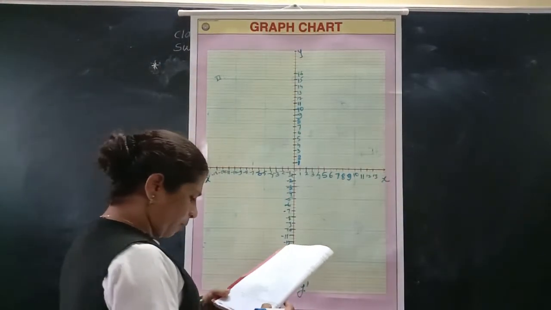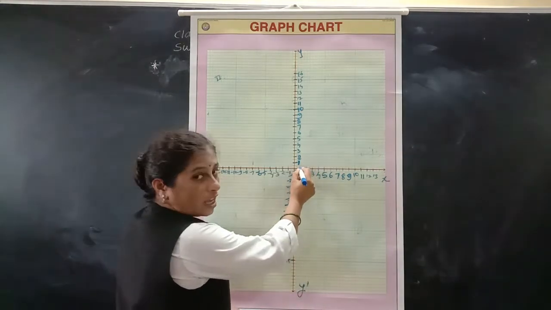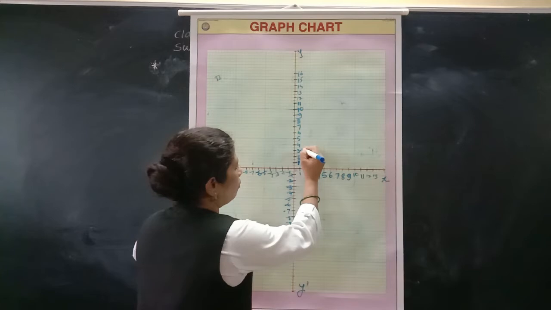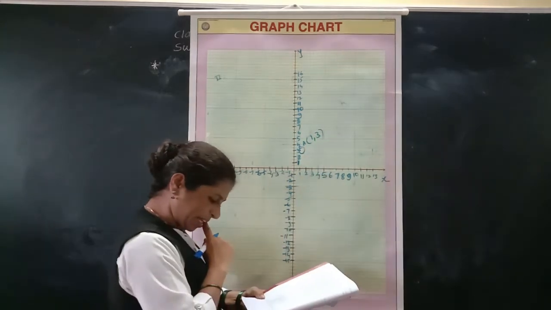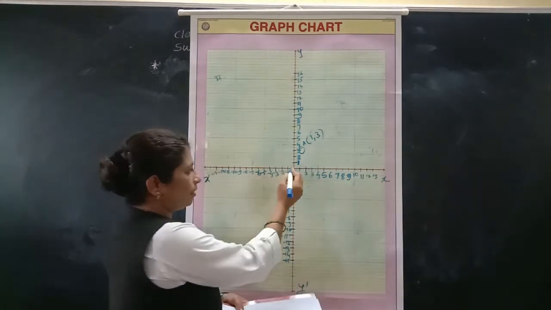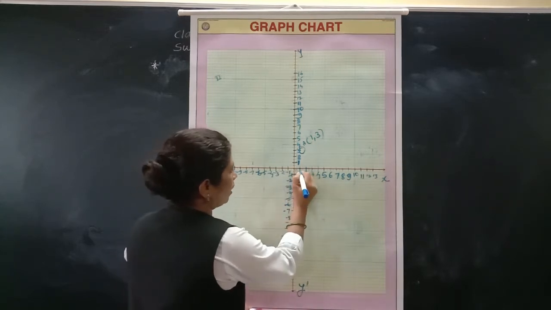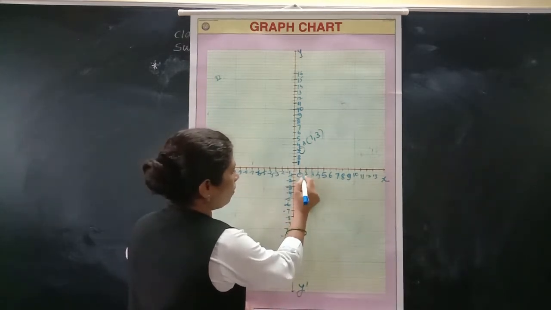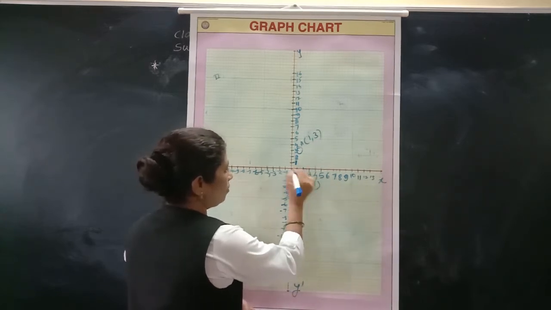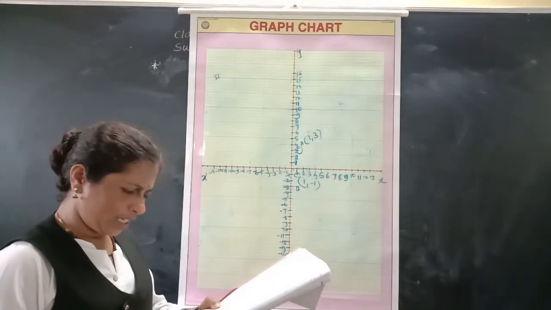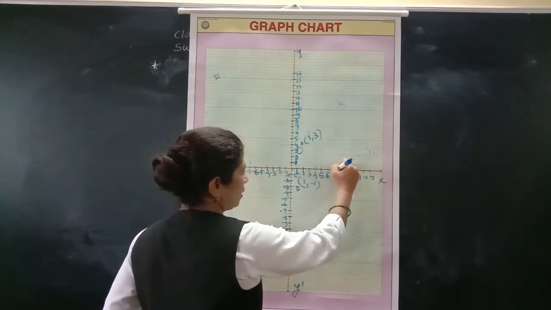Last question is there: plot the points A (1, 3). A (1, 3) is x-axis 1 and y-axis 3, right? So point A is (1, 3). Then B (1, -1), right? B (1, -1). So your point will come here. This is x-axis 1, y -1, the B point. Okay, this is your B point, right? Then C (7, -1): 7 on the x-axis and minus 1 on the y-axis.